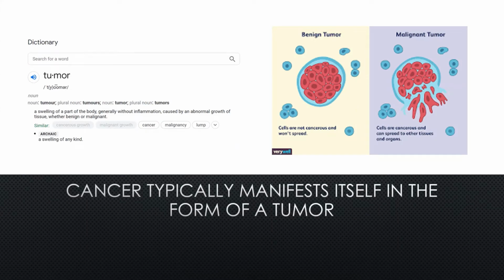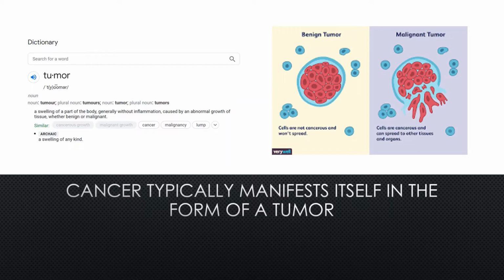So, cancer typically manifests itself in the form of a tumor. Okay? A tumor is a swelling of a part of the body, generally without inflammation, caused by an abnormal growth of tissue, whether benign or malignant. So, as said in that definition, there are two main kinds of tumors: benign tumors and malignant tumors.